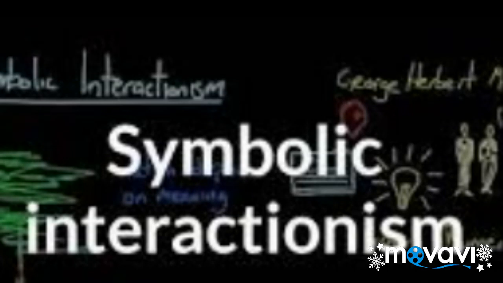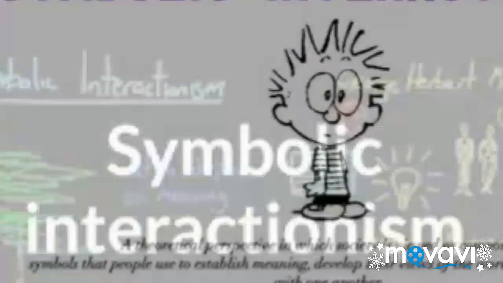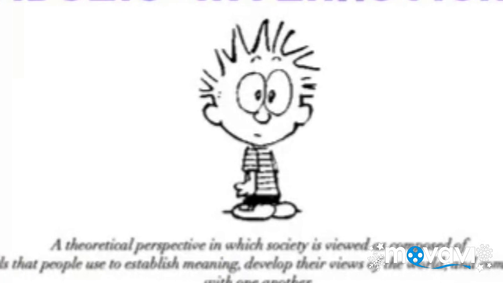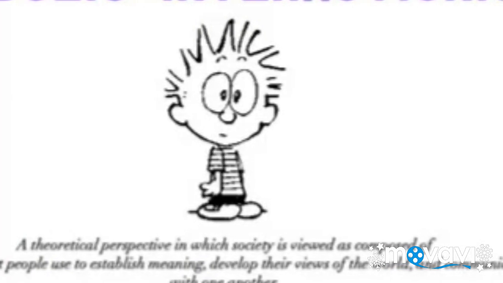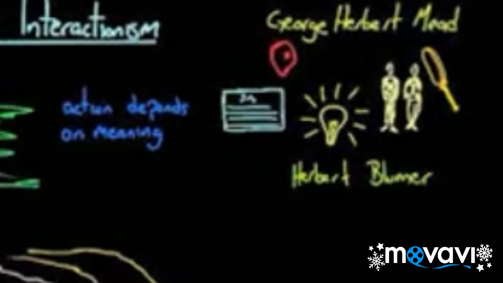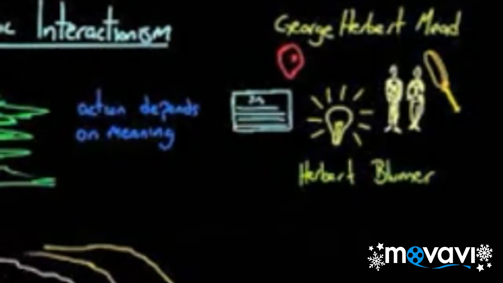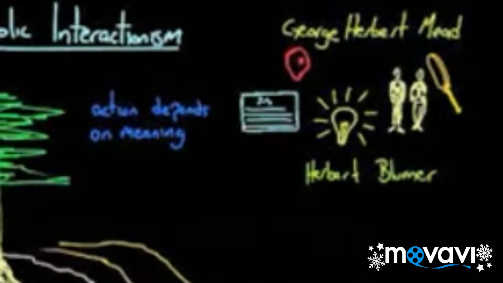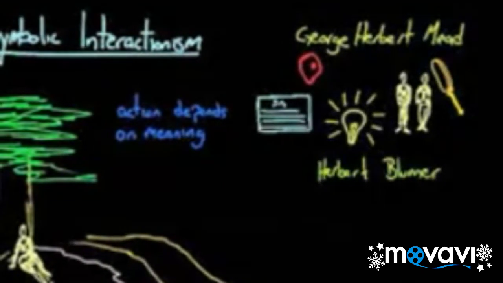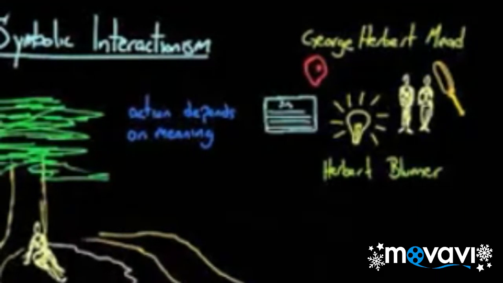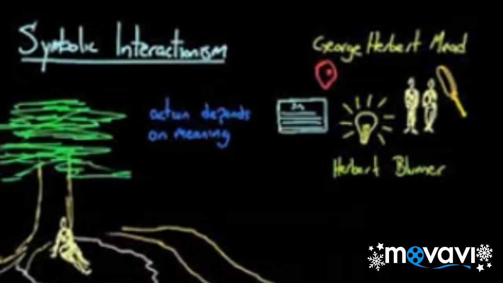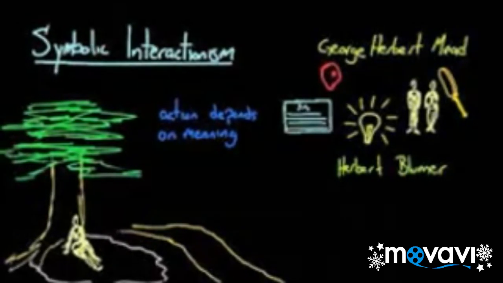Another theory of social stratification is symbolic interactionism. Symbolic interactionism is a theoretical perspective in which society is viewed as composed of symbols that people use to establish meaning, develop their views of the world, and communicate with one another. In most communities, people interact primarily with others who share the same social standing. It is precisely because of social stratification that people tend to live, work, and associate with others like themselves, people who share their same income level, educational background, or racial background, and even tastes in food, music, and clothing. The built-in system of social stratification groups people together.